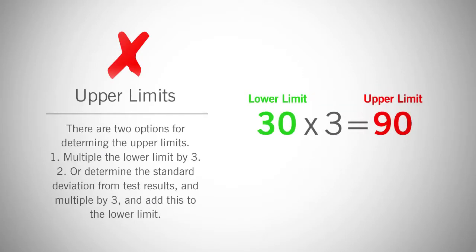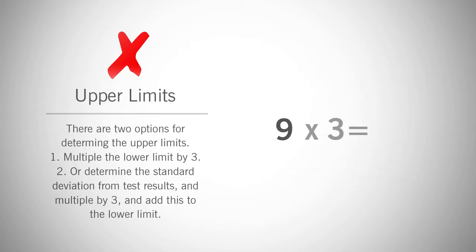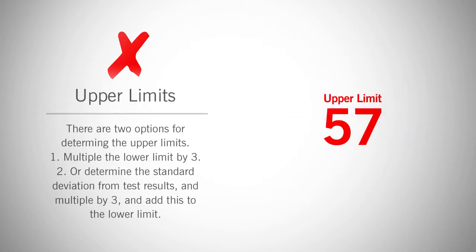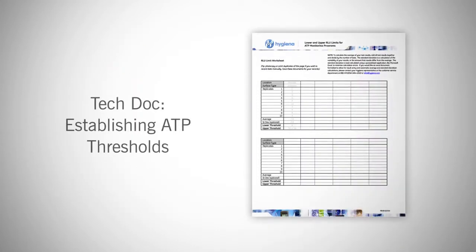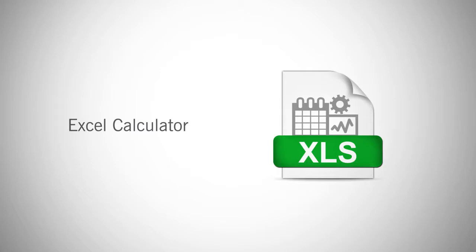To calculate the upper RLU limit, you can either multiply the lower limit by 3, or for the most statistically sound method, determine the standard deviation from the test results, multiply the standard deviation by 3, and add this to the lower limit. For written instructions in a spreadsheet, download the technical document entitled Establishing ATP Thresholds from Hygiena.com. Or contact us for an Excel calculator.